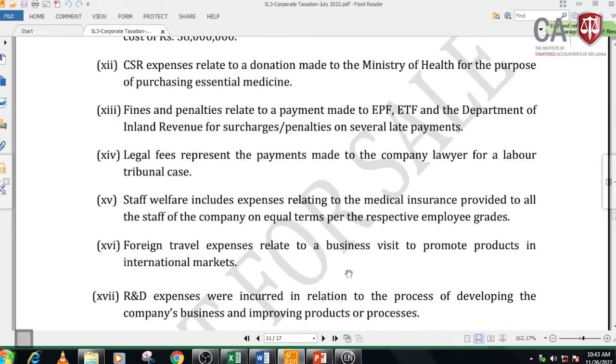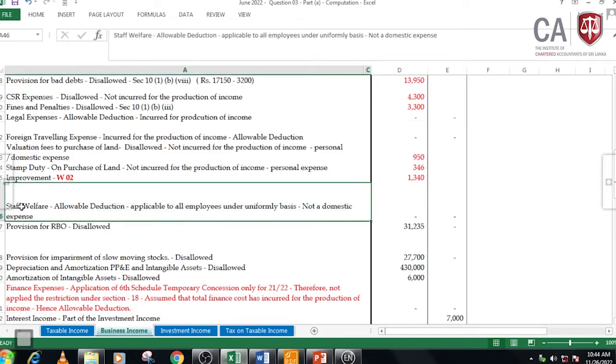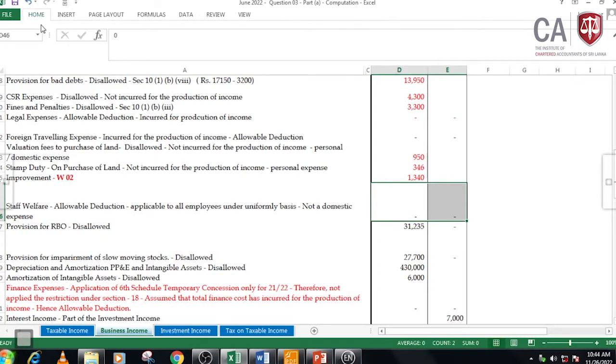The staff welfare includes expenses relating to medical insurance provided to all the staff of the company on equal terms as per the respective employees' grades. Then this is an allowable deduction incurred for the production of income, and when it comes to employment income, this is equally applicable to all employees. It's an exclusion from the employment income also. Anyway, this is a totally allowable deduction. Staff welfare is an allowable deduction applicable to employees on a uniform basis, not their domestic expenses.